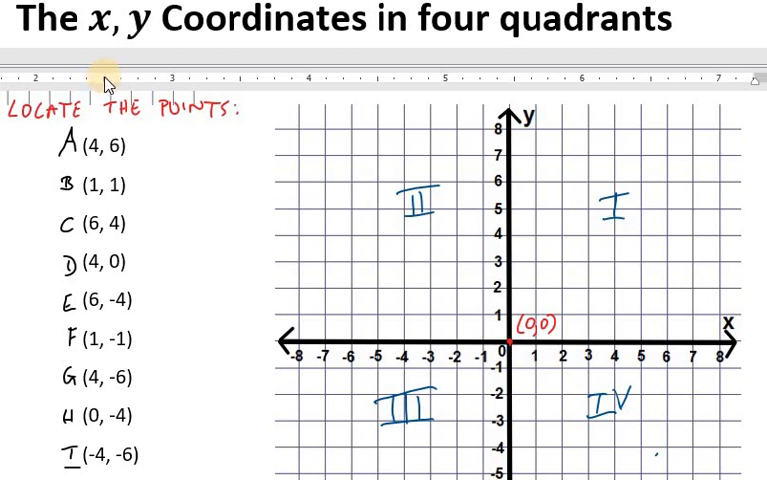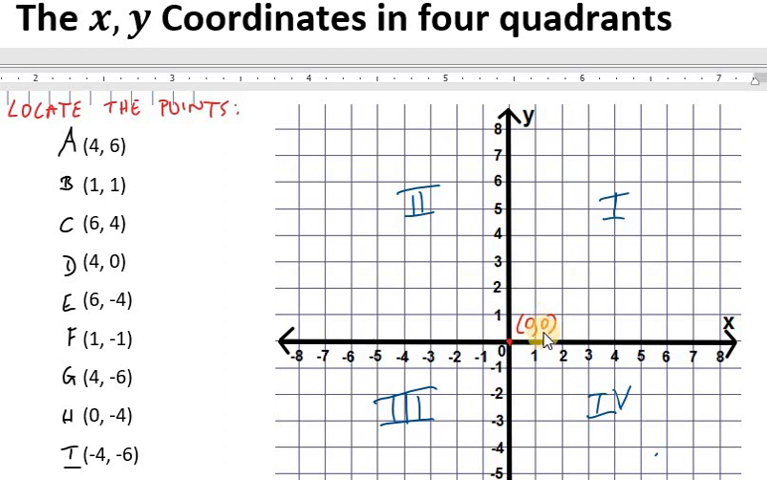Hello viewers, we're looking at locating points or plotting points on the Cartesian or coordinate plane. So we have this plane surface and we have the x and y axis intercepting each other at the point called the origin. Location, x equals 0 and y equals 0.